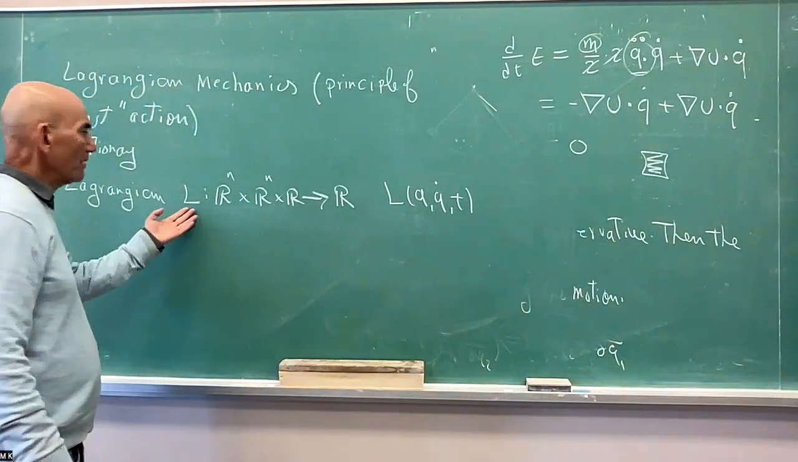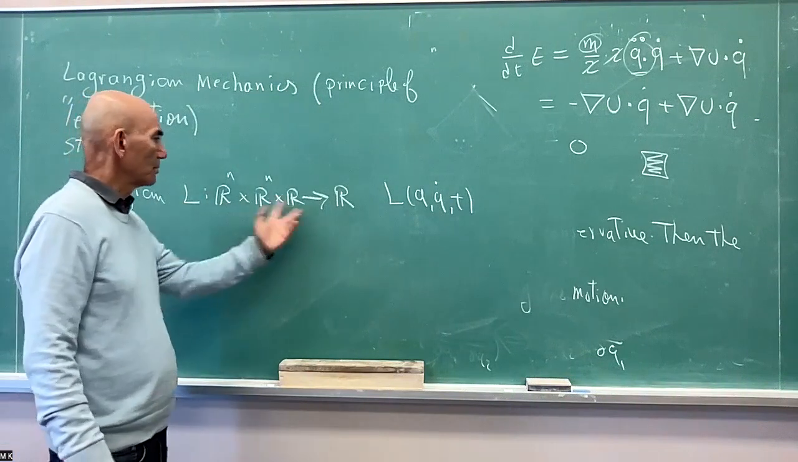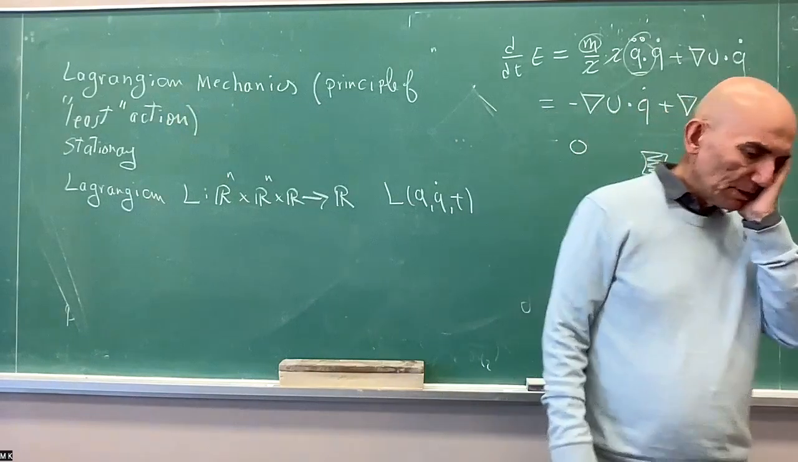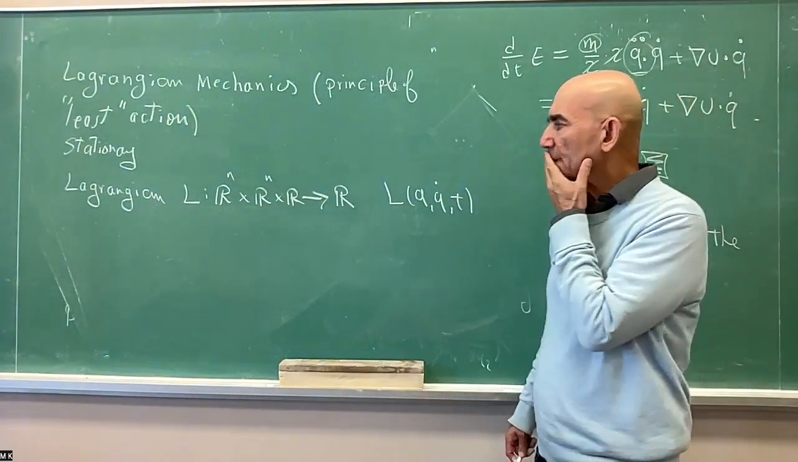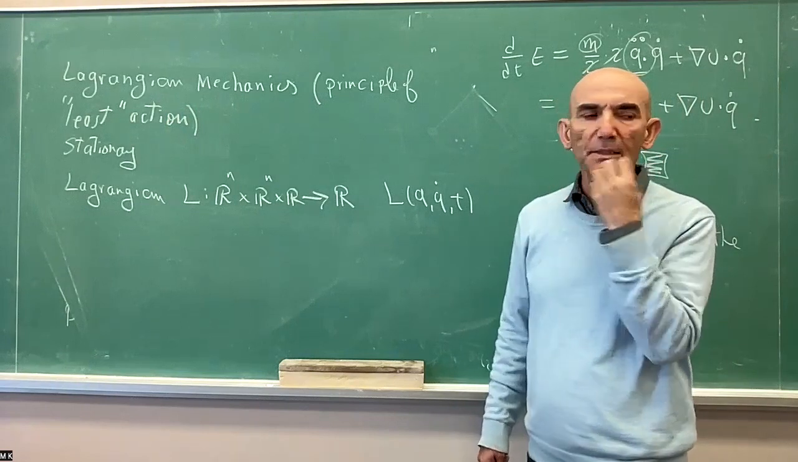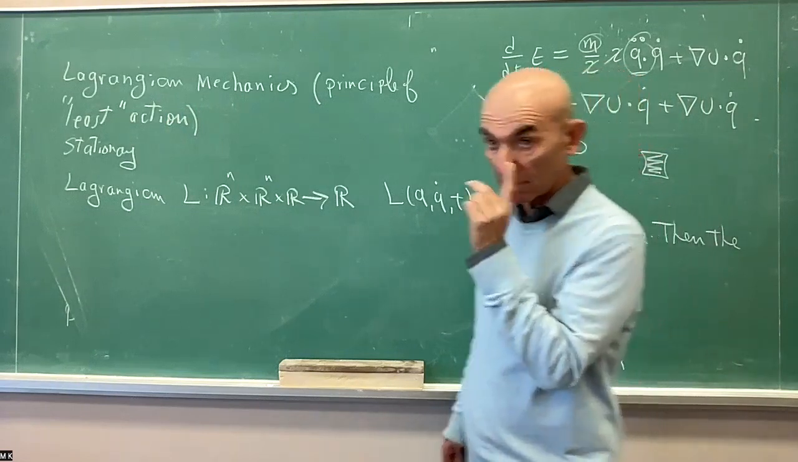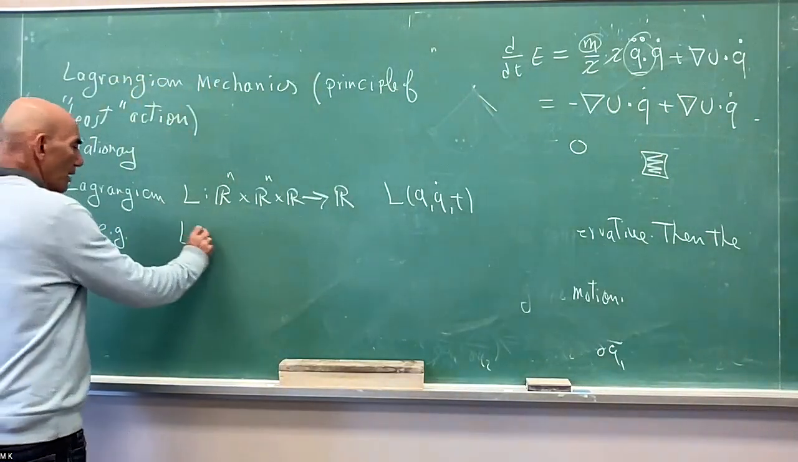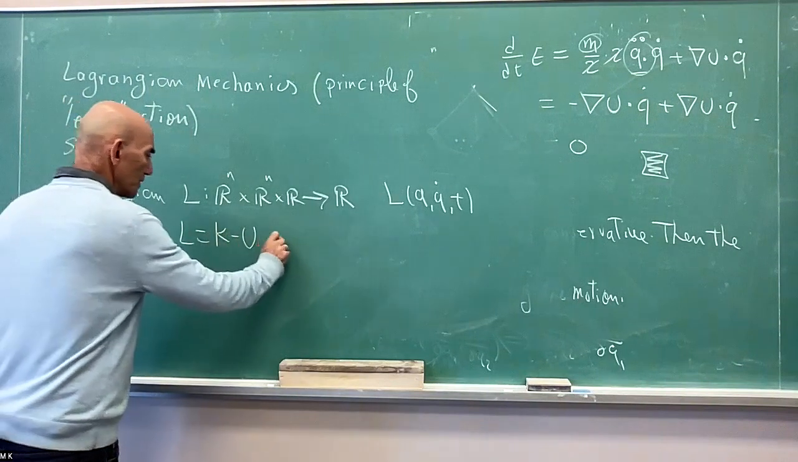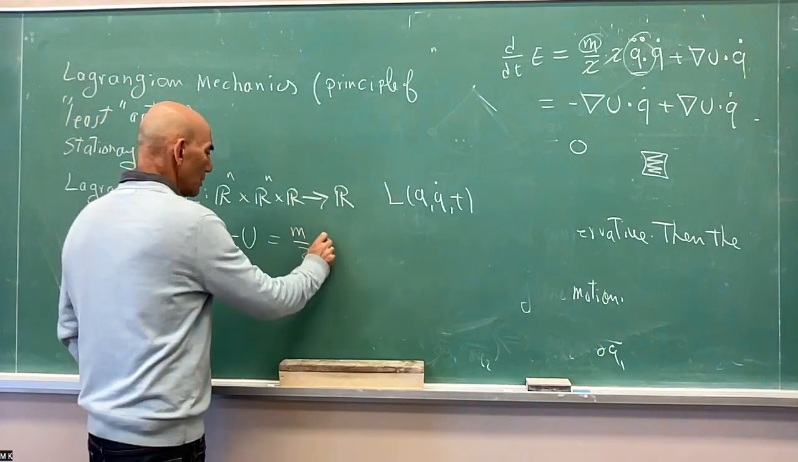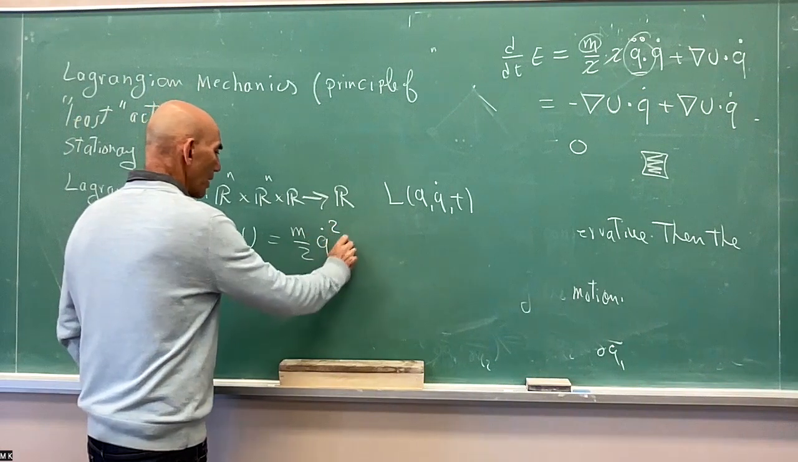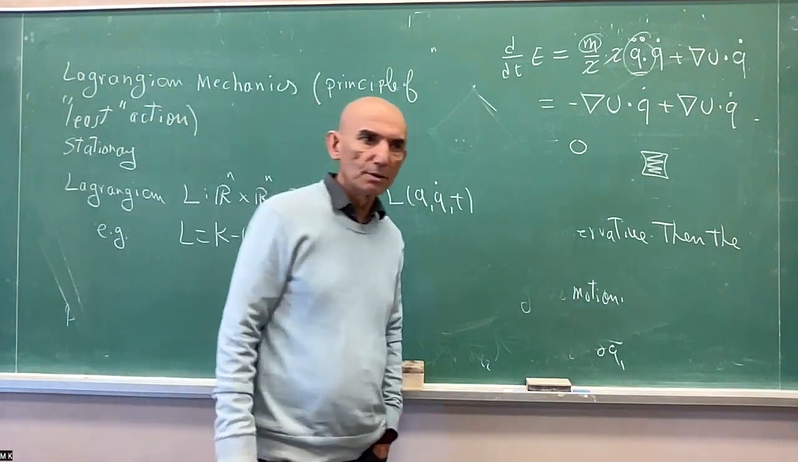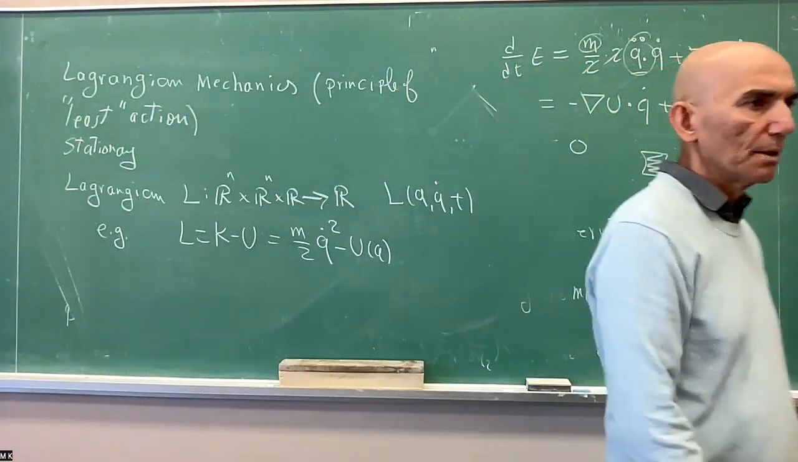The Lagrangian is just any smooth function, for example, of this thing. But in practice, in many examples, this L is really kinetic minus potential energy. For example, L equal to K minus U, which is m/2 q dot squared minus U of q. So kinetic energy minus potential energy. This is the Lagrangian.